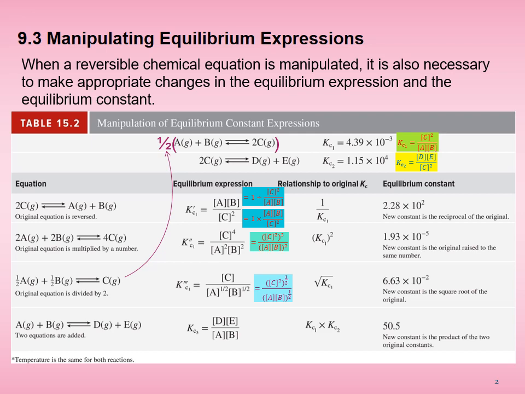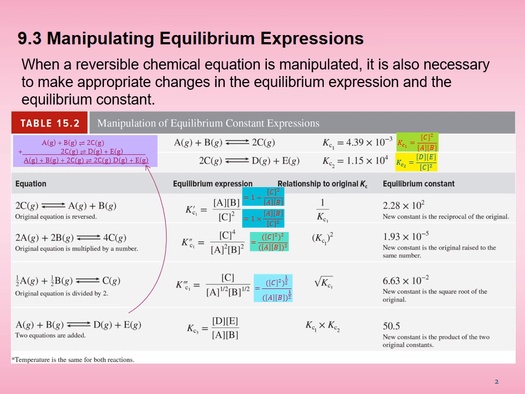Doing so gives us Kc1 triple prime. As for the sixth equation, it looks partially like the first and second equations. Adding all the reactants and products of the first equation to the second equation, we get 1 mole of reactant A plus 1 mole of reactant B plus 2 moles of reactant C to give 2 moles of product C plus 1 mole of product D plus 1 mole of product E.